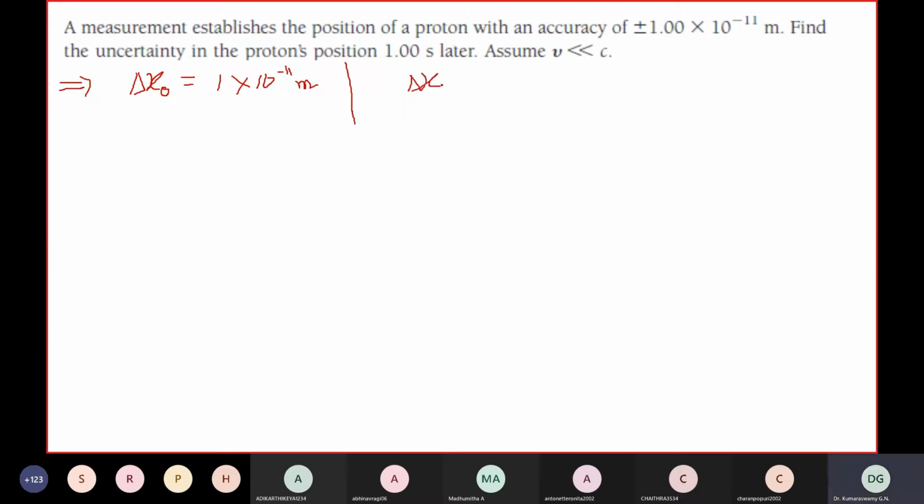Delta x times delta p is greater than or equal to h by 4 pi. Very good. Right? Now this gives delta x naught. Write down delta x naught here. So delta p is greater than or equal to h by 4 pi times delta x.